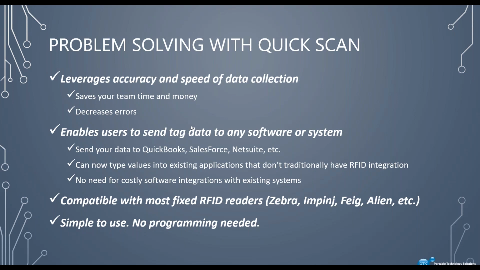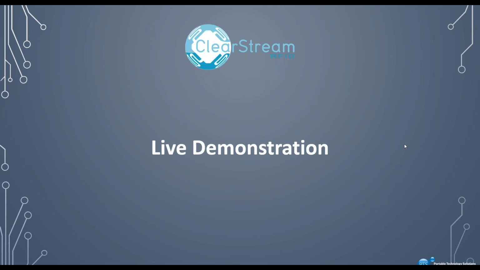So the product is compatible with most fixed RFID readers on the market: Zebra, Impinj, Feig, Alien, and many more. And this feature actually works with all of them. So you can go ahead and take the equipment that you have and hook it up to this quick scan to see that data come over. And as always, there's no programming involved with this feature.